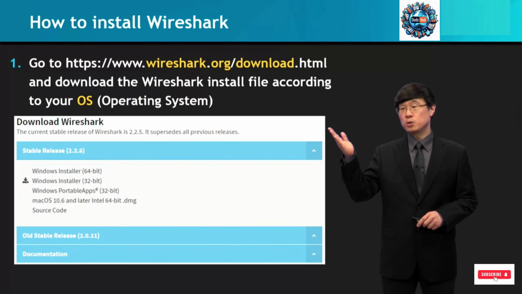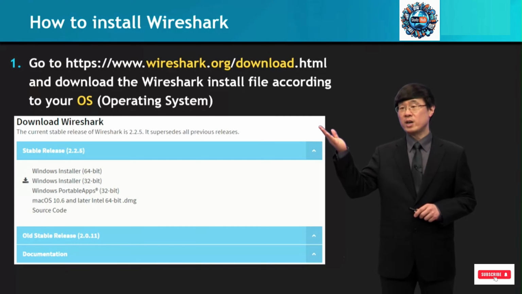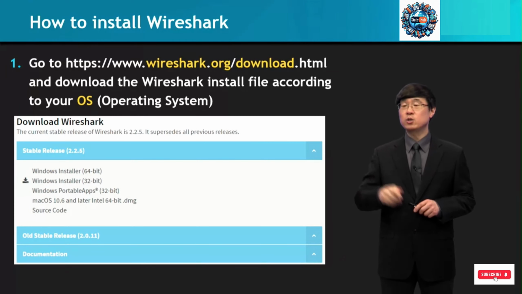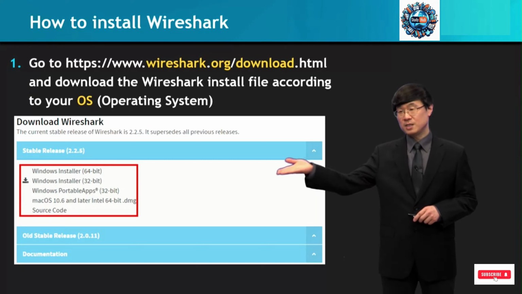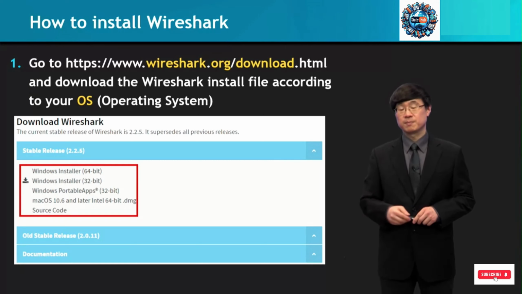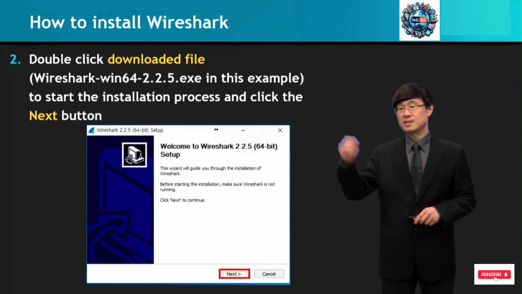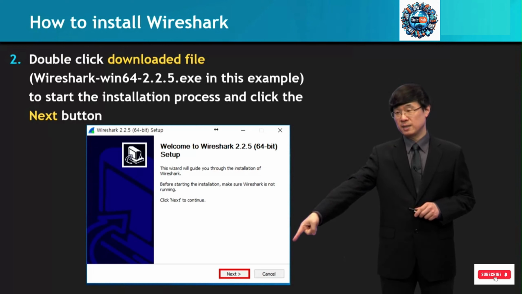Now, first go to the website wireshark.org/download and then download the Wireshark install file according to your operating system. And as you can see here, these are the options that are provided. Next, double-click the downloaded file to start the installation process and click the Next button down there.